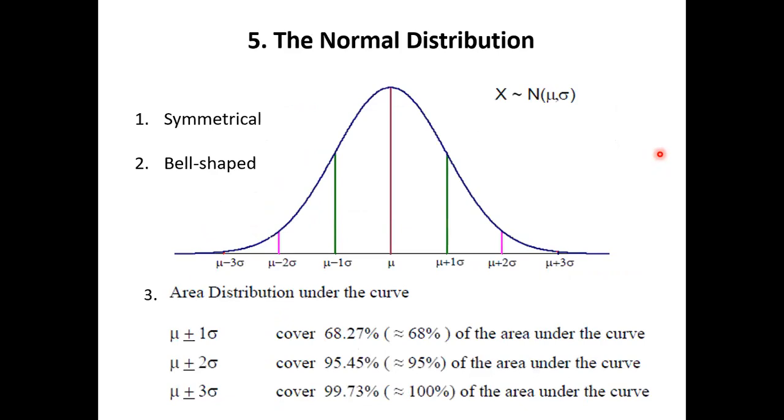Normal distribution. Characteristics. Basically 3 characteristics. Number 1, it must be symmetrical. Here you see, if I cut along this line, the part on the right and the left will be equal. So this is symmetrical.